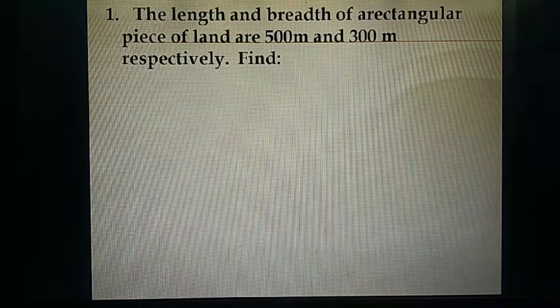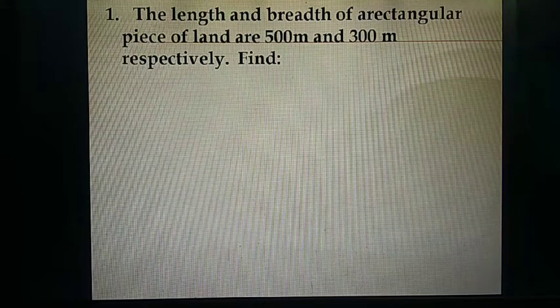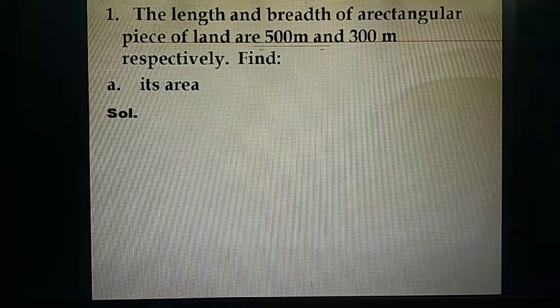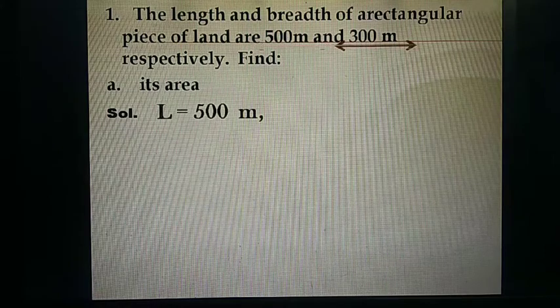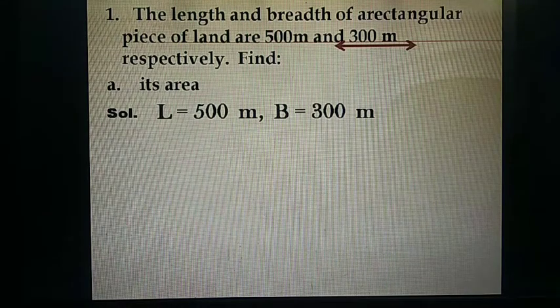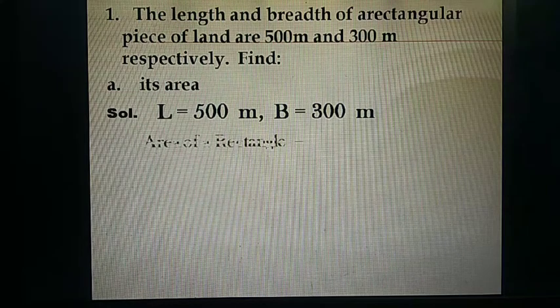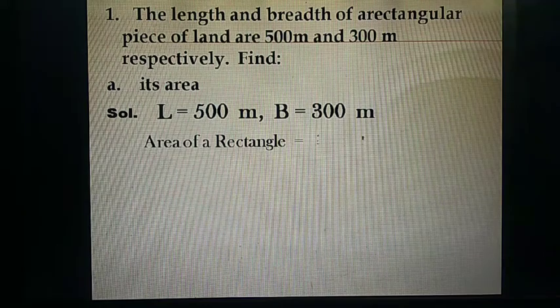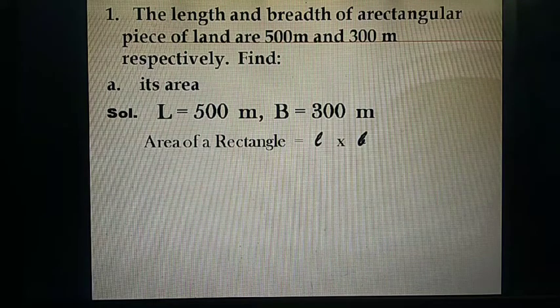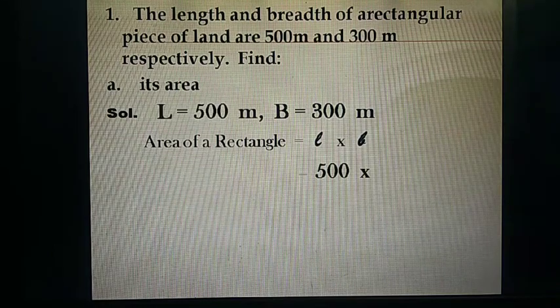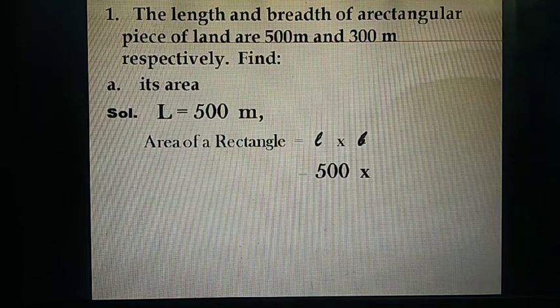Question number 1. The length and breadth of a rectangular piece of land are 500 meter and 300 meter respectively. Find its area. Here, the first value is length, the second value is breadth, and we are supposed to find area. Formula for area of a rectangle is length into breadth. Putting the value of length as 500 and breadth as 300.